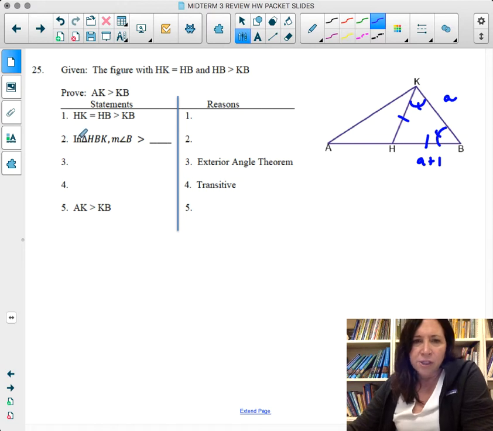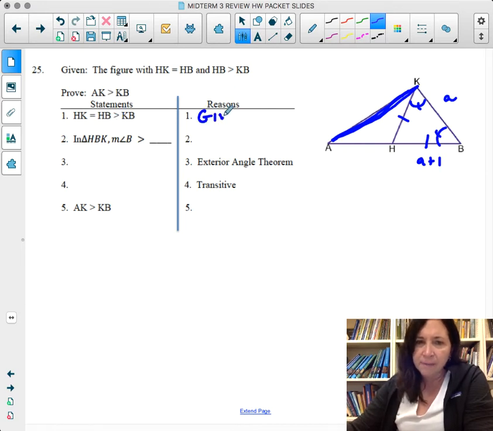Now, what you're trying to prove is that AK, this length here, is greater than KB. Now, I know you can't just say, oh, well, it looks like it. You have to actually prove it. And so to prove that it's bigger than KB, let's do that. So we know that this HK is equal to HB, and that HB is greater than KB. That's just given. Okay. Now you know that in triangle HBK, angle B has to equal angle HKB.